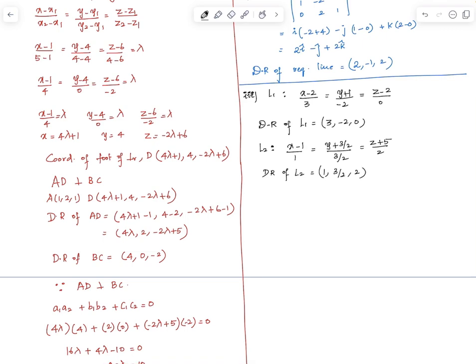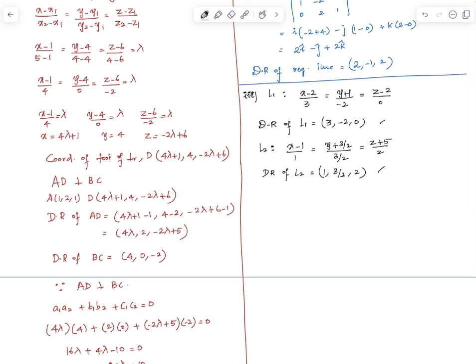So we have to figure out the relationship between the lines L1 and L2. That is, we have to find out if the lines are parallel or perpendicular. For the lines to be parallel, A1 upon A2 should be equal to B1 upon B2 should be equal to C1 upon C2. That is, the ratios have to be proportional. Very clearly, here these two are not proportional. 3 upon 1, minus 2 upon 3 by 2 and 0 by 2. So L1 is not parallel to L2.